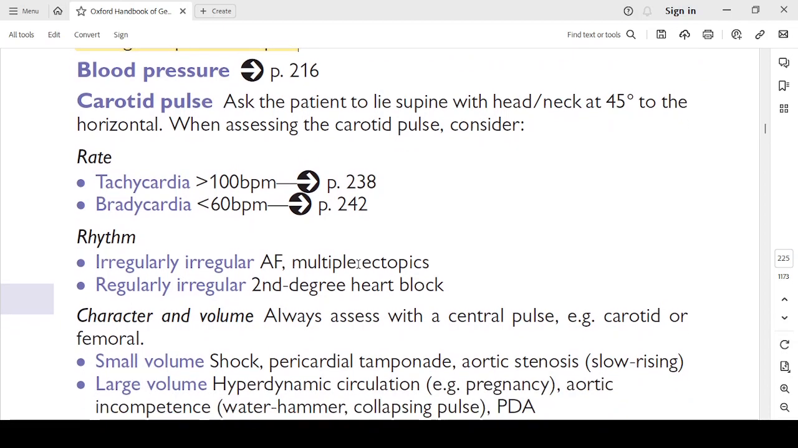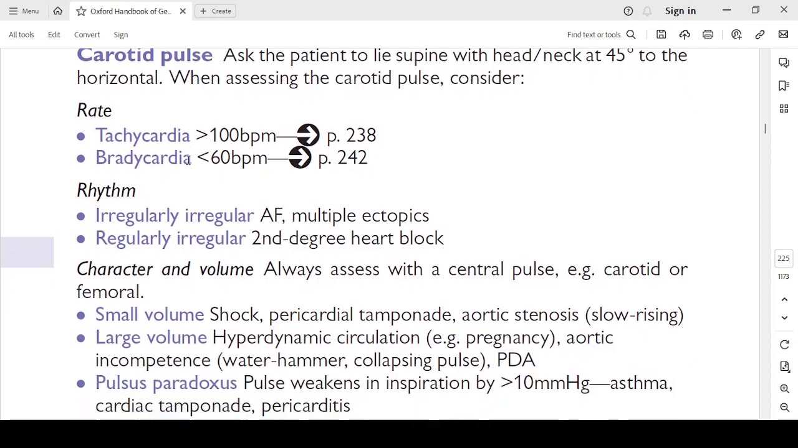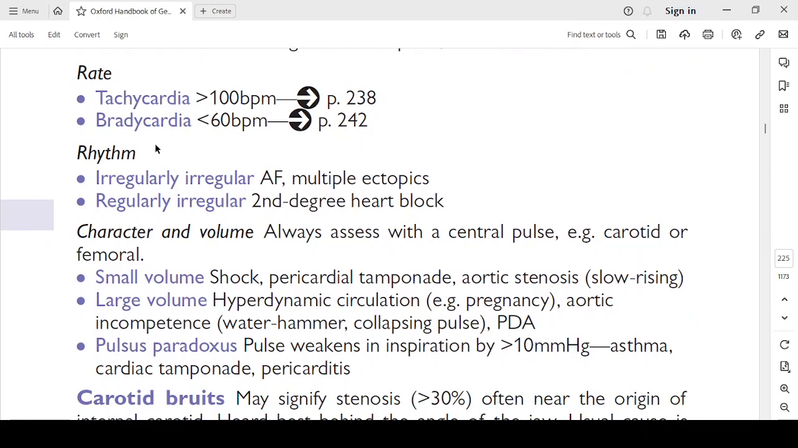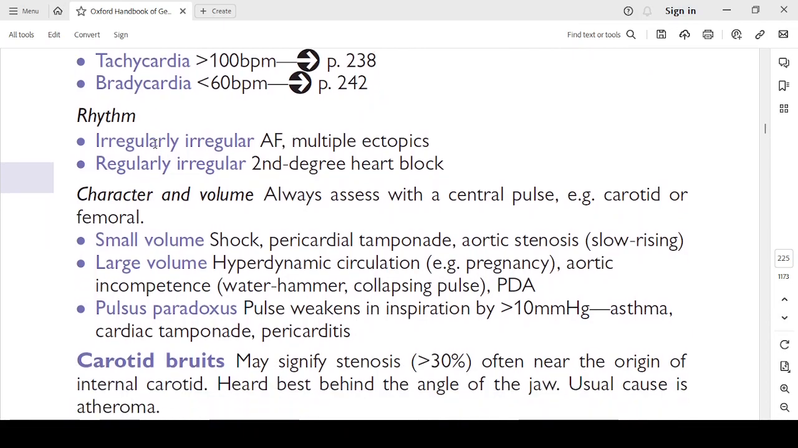Blood pressure. We'll see it on page number 216. Carotid pulse. Ask the patient to lie supine with the head or neck at 45 degrees to the horizontal. When assessing the carotid pulse, consider the rate: either tachycardia, more than 100, or bradycardia, less than 60 beats per minute. Rhythm: regular, irregularly irregular as in atrial fibrillation, or regularly irregular as in second degree heart block.